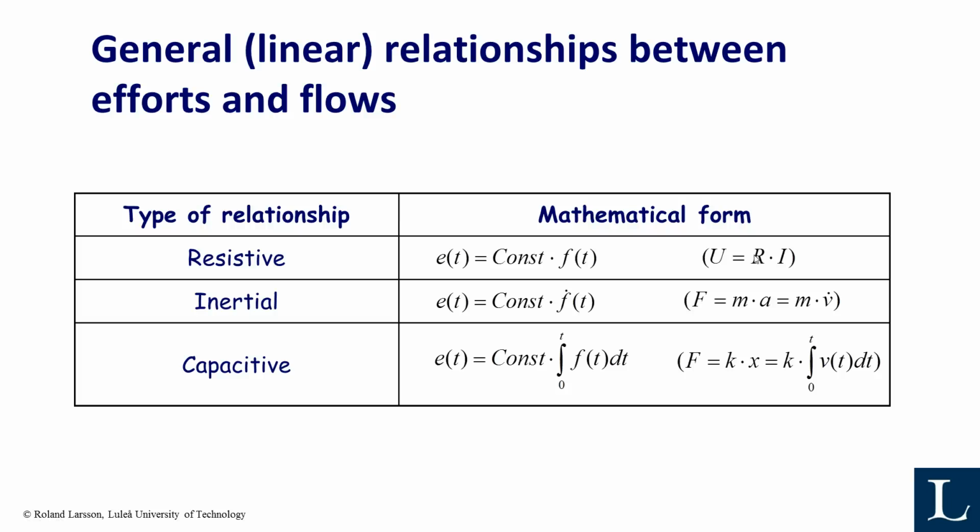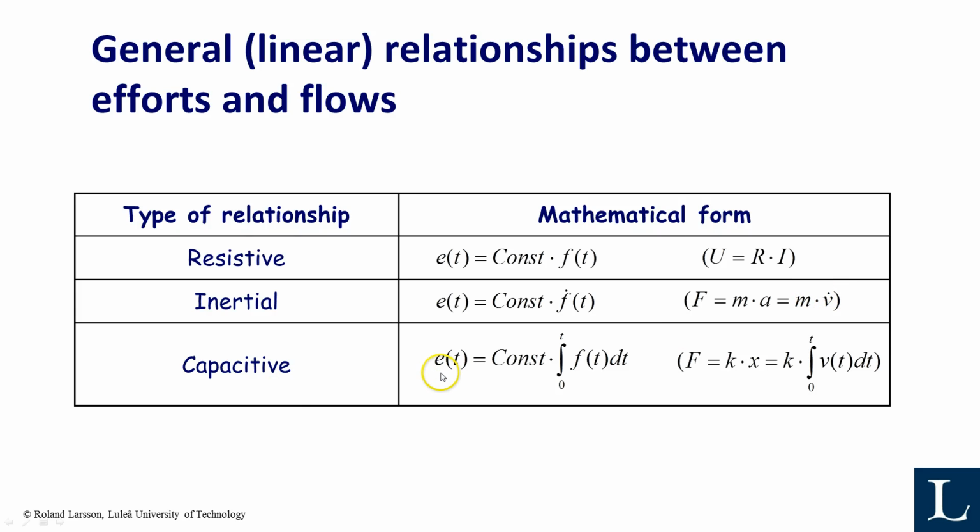The inertial type of relationships are those between the effort and the first time derivative of the flow parameter. A typical example is the force is the same as the mass multiplied by the acceleration, or mass multiplied by v dot, where the dot, you remember, denotes a time derivative.